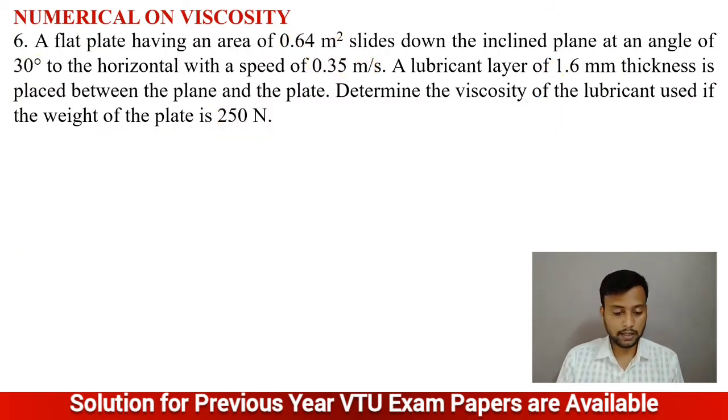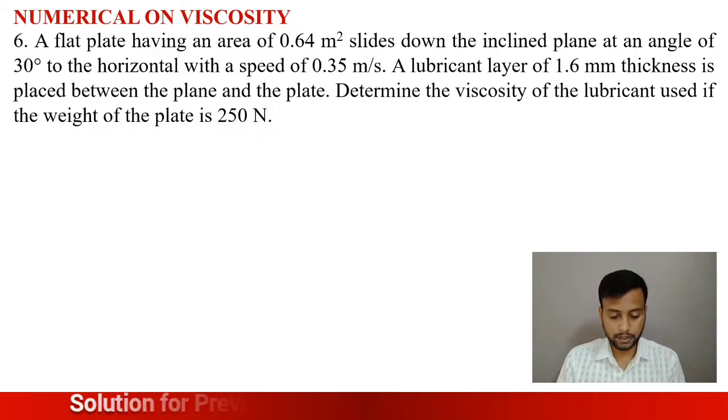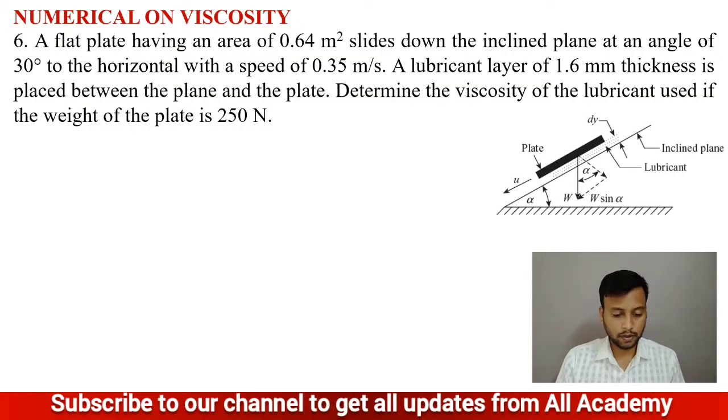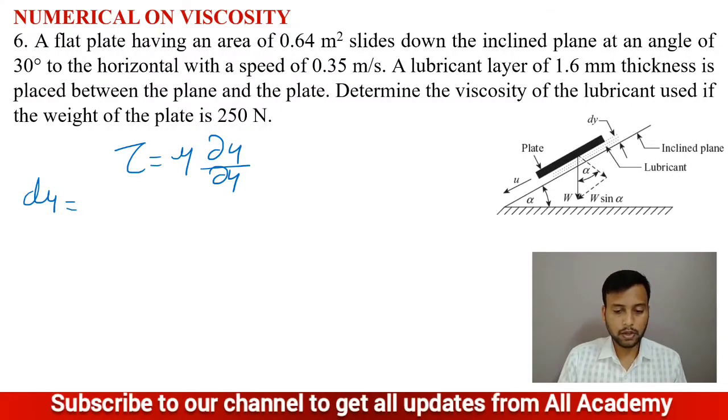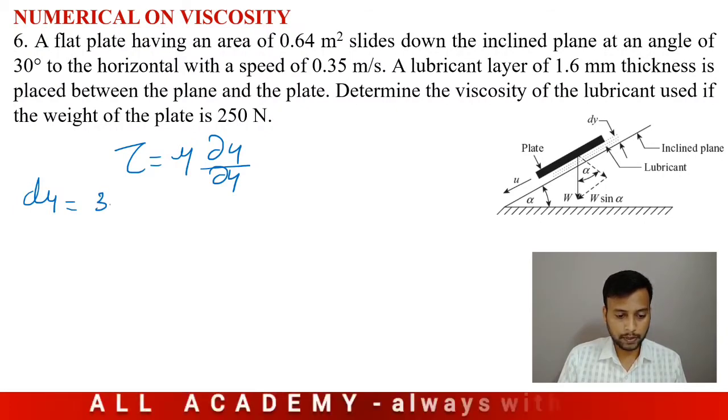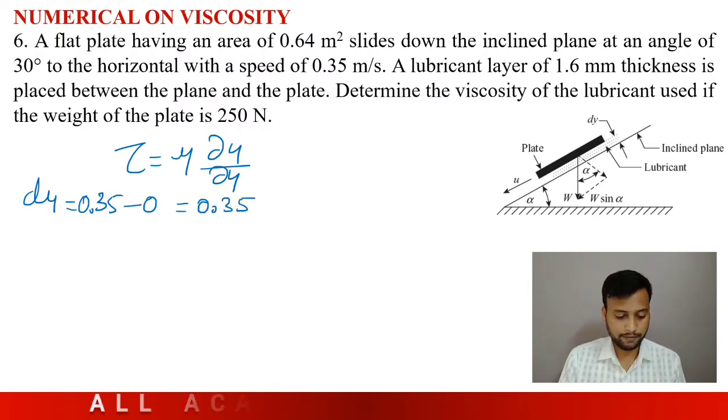Now we know that the viscosity of a fluid is given by the equation tau is equal to mu into dou u by dou y. So again we have to identify the du. Now only one plate is moving, at a velocity of 0.35, and the other one is 0. So du will be 0.35.